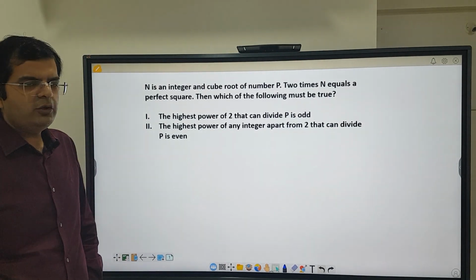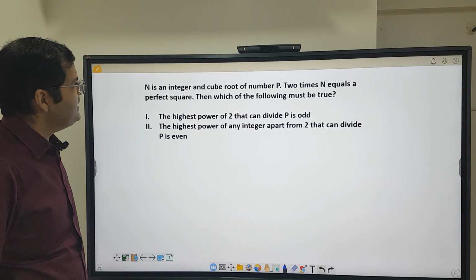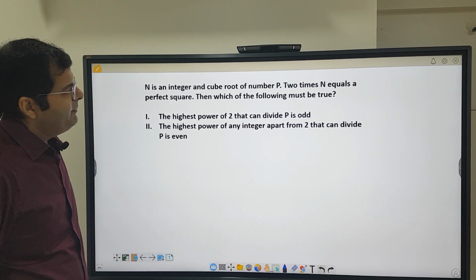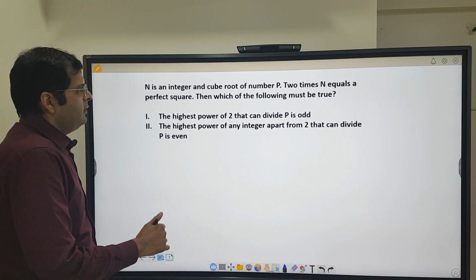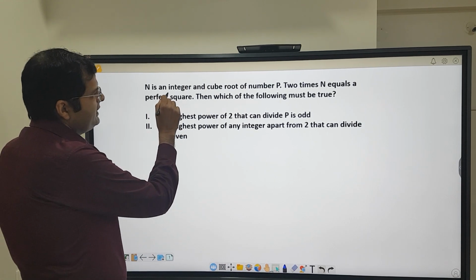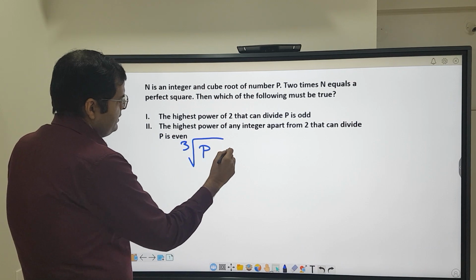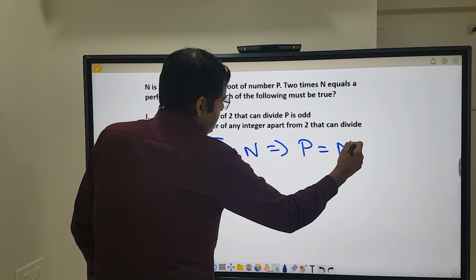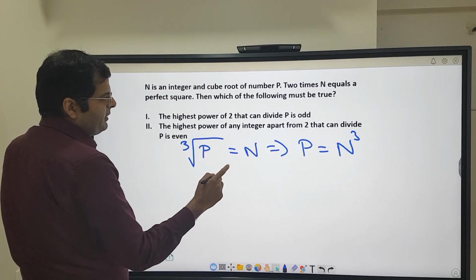So this is the 29th question of the number theory chapter. The question says n is an integer and the cube root of a number p, times 2n, equals a perfect square. Which of the following must be true? So n is an integer and the cube root of p is n, so from here we can say p is equal to n cubed. Also it says 2 times n is a perfect square.